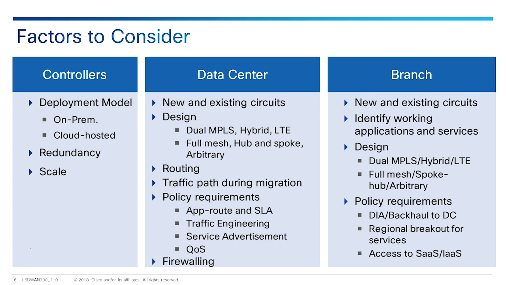At the branch, requirements for direct internet access are important. Also, you must consider services that must be available at the branch, and which of those services you can centralize in the data center versus which services you must deploy locally. This may have an effect on the deployment options.